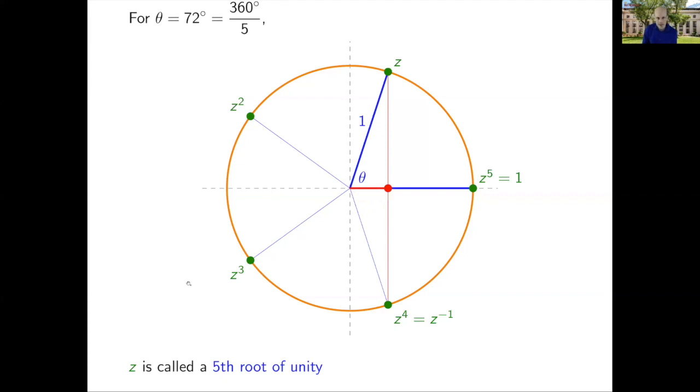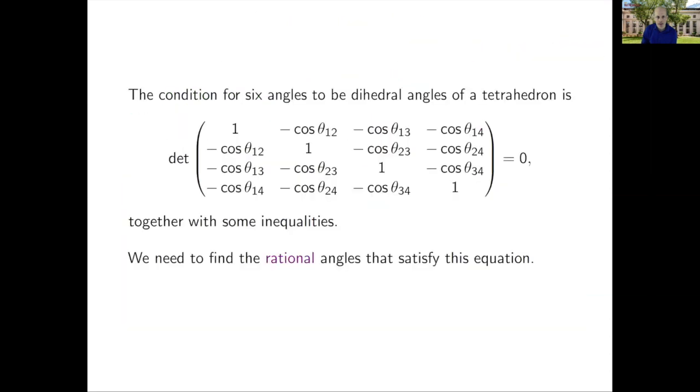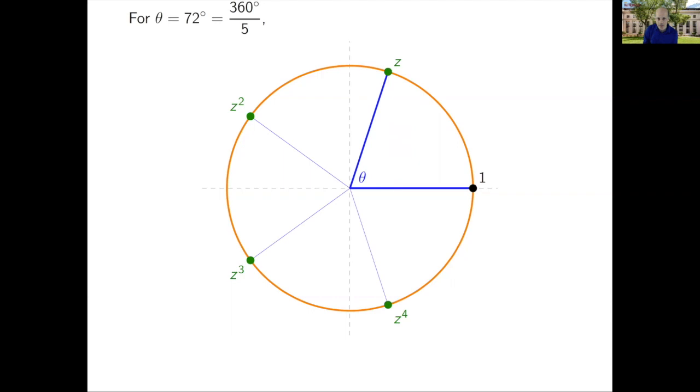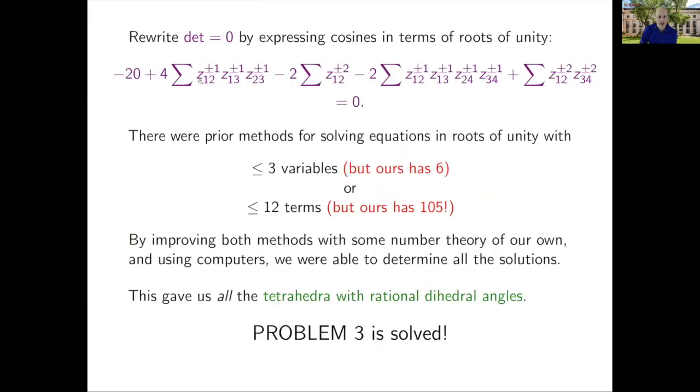If you take this equation we had on the previous slide, you can use that to replace each of these cosines by roots of unity. And so what you end up getting when you do that is an equation in a lot of different z's. Instead of 6 angles, thetas, you have 6 complex numbers z's. And then the equation becomes essentially a polynomial equation. And it's still a complicated equation.